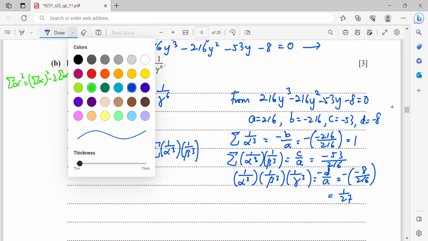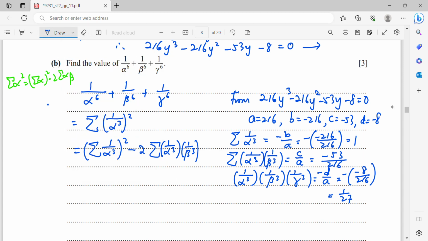So now I have to replace all the values. So here is going to be summation 1 over alpha cube is 1. So 1 square minus 2 times the summation of the next value, which is negative 53 over 216. Okay, so now from here when you simplify, it will be 161 over 108. So that's the solution of part B.